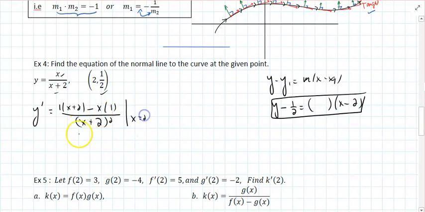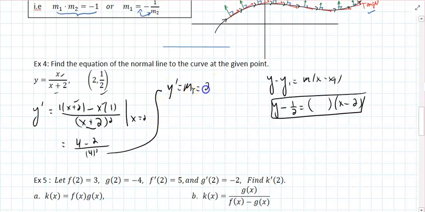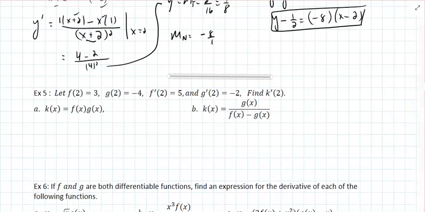Evaluated at x equal 2. I could clean it up and plug 2 in, or just throw 2 in there: that's a 4, that's a 2, and a 2 in there. 2 plus 2 is 4 squared. So I'm getting the derivative, which is the slope of the tangent, to be 2/16, which is 1/8. So my slope for the normal line is going to be the negative reciprocal. There it is, done. Very straightforward. If you can find the derivative, everything's going to fall into place.